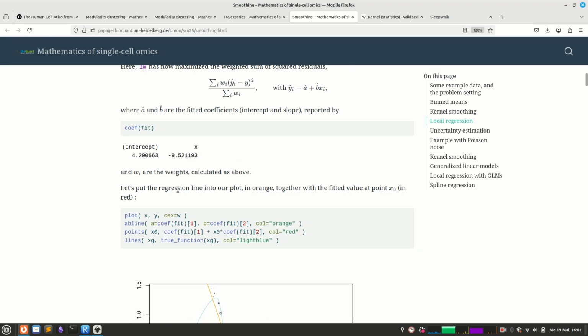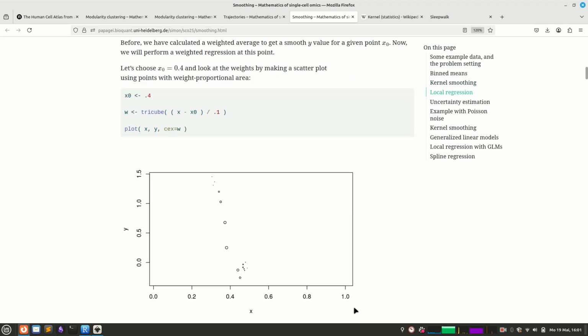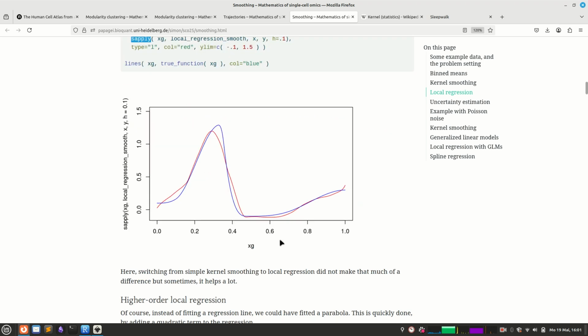Or people like to call it, the guy who originally came up with this called it lowess smoothing, for locally estimated or weighted scatterplot smoothing. That's how it was called in the paper which came up with this method 40 years ago. So many people call it loess or lowess smoothing. Other people call it local regression. And as you can see, this is how it works. It doesn't look that much better than before. It still hasn't really fitted this.